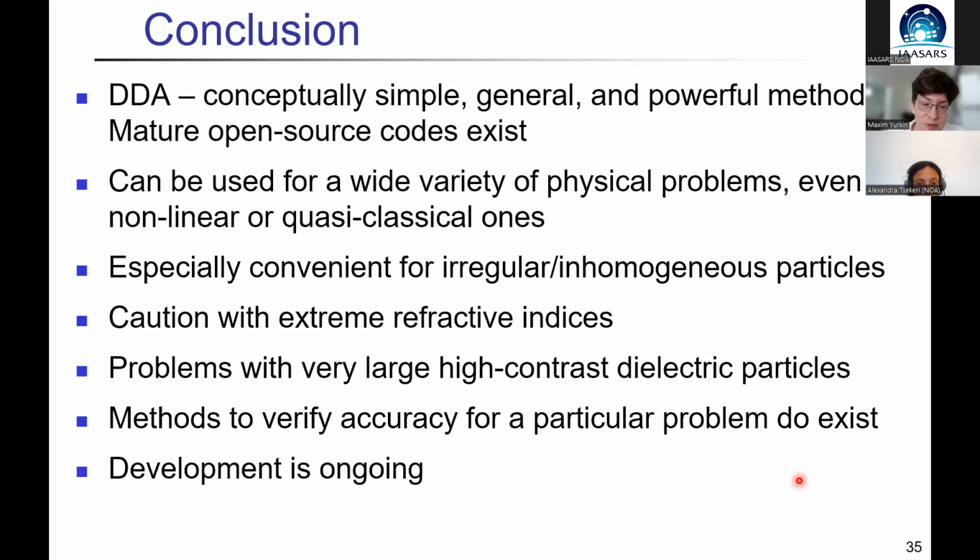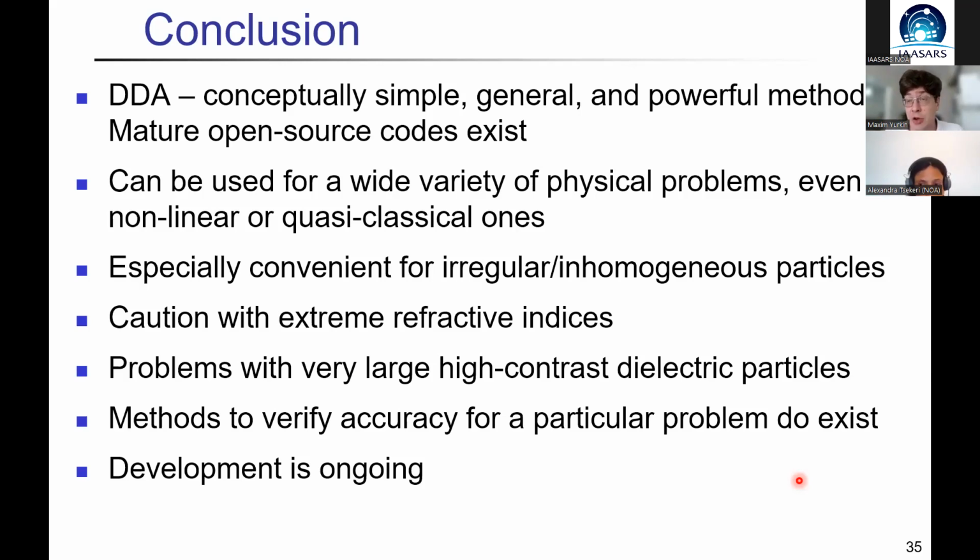We usually have quite classical problems here. And although it can be used for any particle shape, even for spheres, why would you use DDA for spheres? You have the Mie theory, which works perfectly. So it's especially convenient for really complicated, irregular and inhomogeneous particles. When you do simulations, you should exercise caution with extreme effective indices, and also when the particles are large, both large and non-absorbing high contrast dielectric particles.